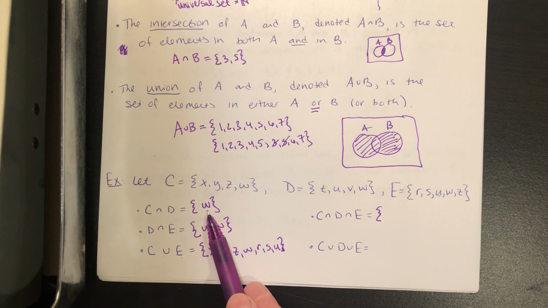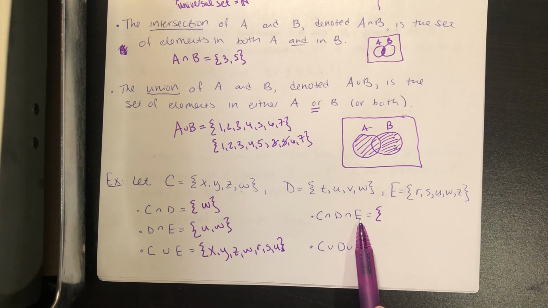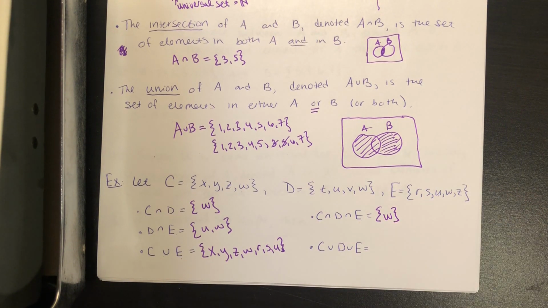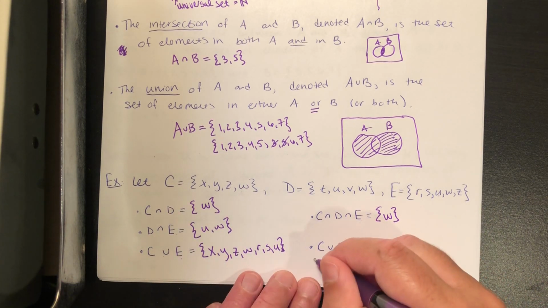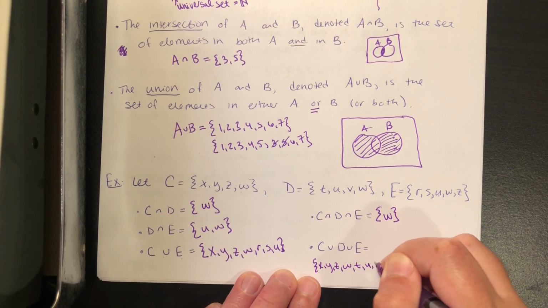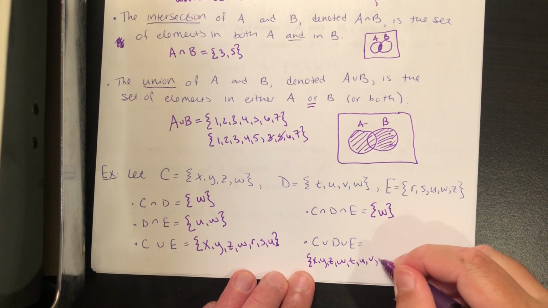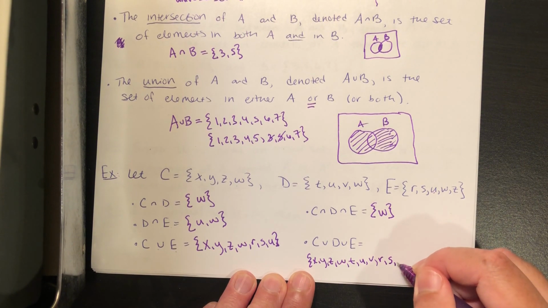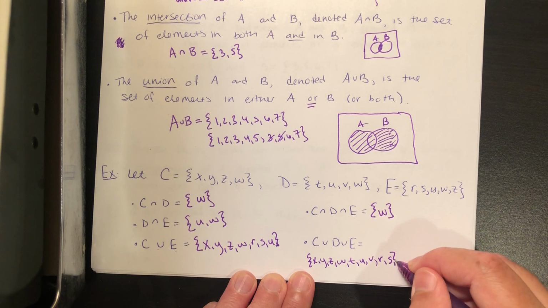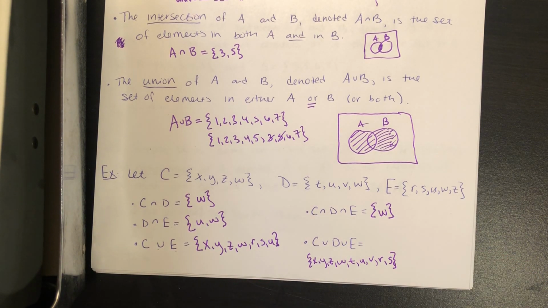As long as W is actually an element of E, then that's going to be in the intersection of all three. And it is, right? W appears in all three sets. So this three-way intersection contains W. The union C union D union E is going to be everything, right? All of these sets put together. So X, Y, Z, W, T, U, V, don't list W again, R, S, already listed U, already listed W, already listed Z. Okay, so this is it. That's my union of all three sets.